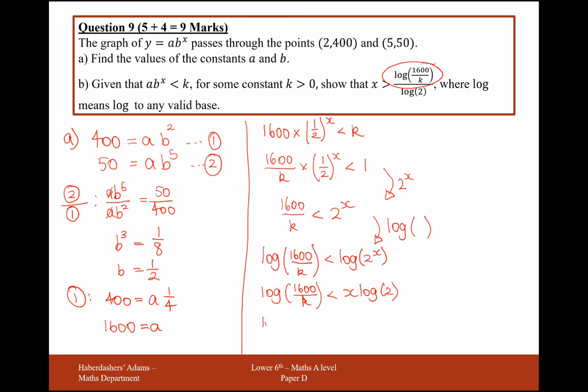Divide through by log 2 and you get log of 1600 over k divided by log base of anything of 2 will be less than x, which is exactly what we were looking for in the question here, so as required. Okay, great, that's 9 marks for that question.